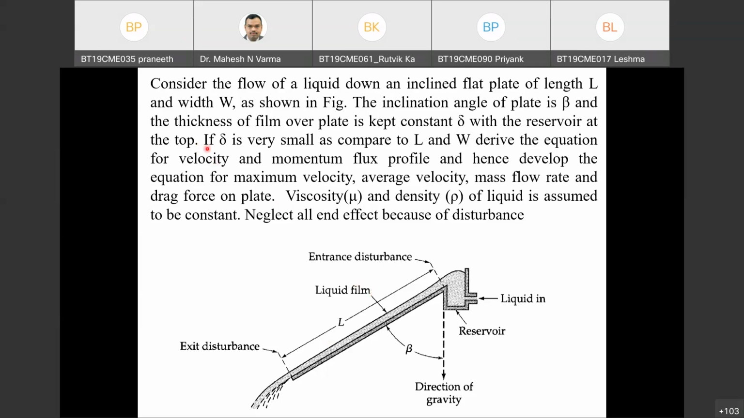It is given that delta is very, very small. How is this information used, or where is it used? Roll number 109, Sashank. Delta is very, very small, so the thickness is very small.